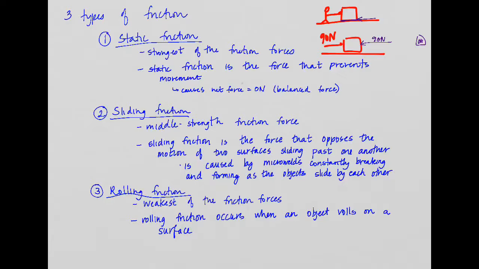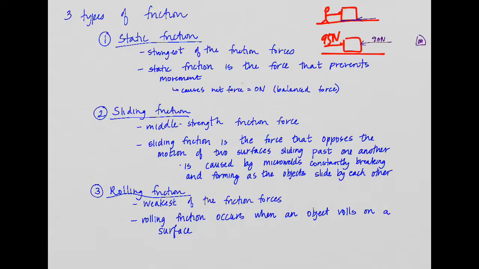Okay, then we have our sliding friction, and this is the middle strength friction. Remember, it's the force that opposes the motion of two surfaces sliding past one another, and it's caused by these microwelds constantly forming and then breaking and changing basically as they slide past one another. So, gonna keep sticking with the same example. Let's say now though, I push with 95 newtons of force. I push the box a little bit harder.